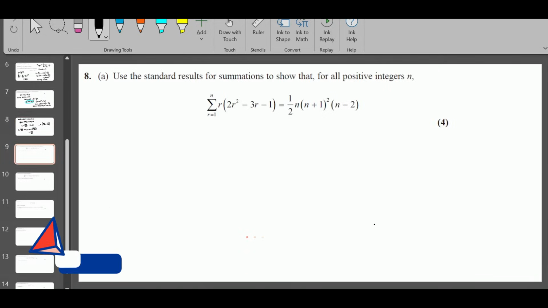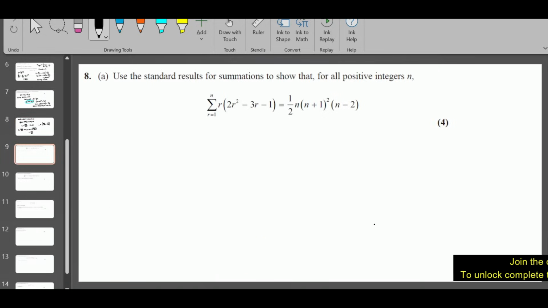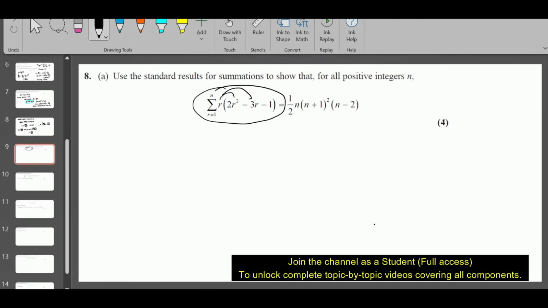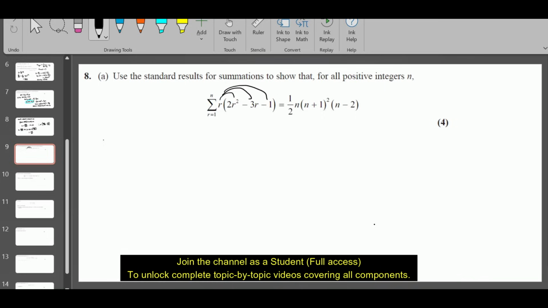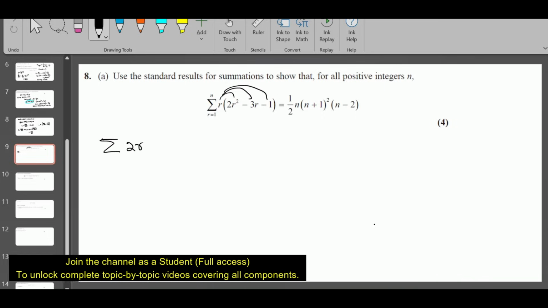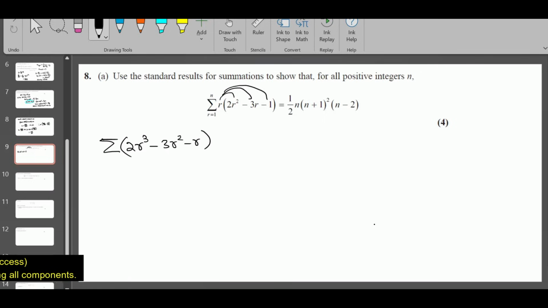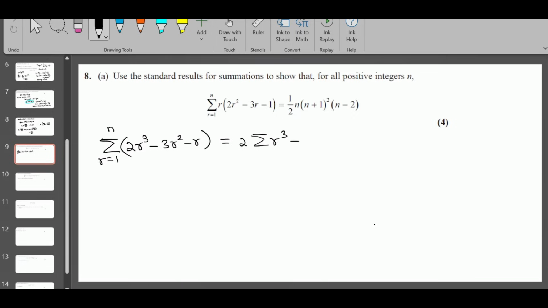Use the standard result for summations to show that this is equal to this. So I'm going to take this sigma notation and open the bracket first. So it's going to be sigma 2r cube minus 3r square minus r, r is equal to 1 to n. And then split the sigma notation here: 2 sigma r cube minus 3 sigma r square minus sigma r. Write the limits.